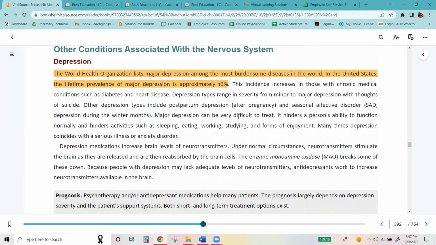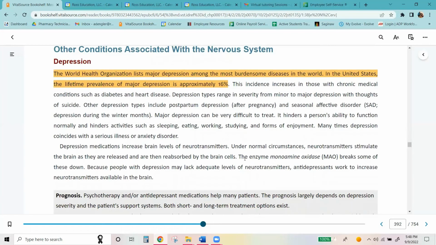Depression types range in severity from minor to major depression with thoughts of suicide. There can be postpartum depression after pregnancy, and seasonal affective disorder, depression during the winter months. Major depression can be difficult to treat. It hinders a person's ability to function normally, and it hinders activities such as sleeping, eating, working, studying, and forms of enjoyment. Many times, depression coincides with a severe illness or anxiety disorder.